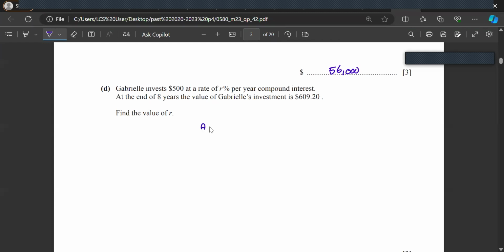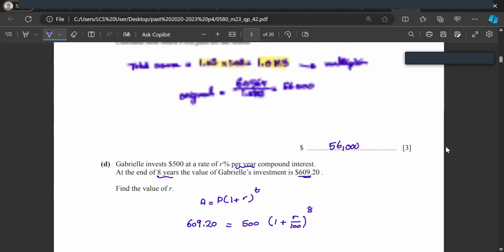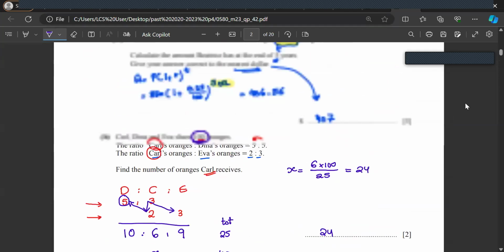So A equals B times (1 plus R) to the power T. What is the investment? This is A, so 609.20 equals B, which is 500, times (1 plus R, which I don't know, over 100) to the power 8. Look here, it is per year and the given is in years. So we never multiply by months.